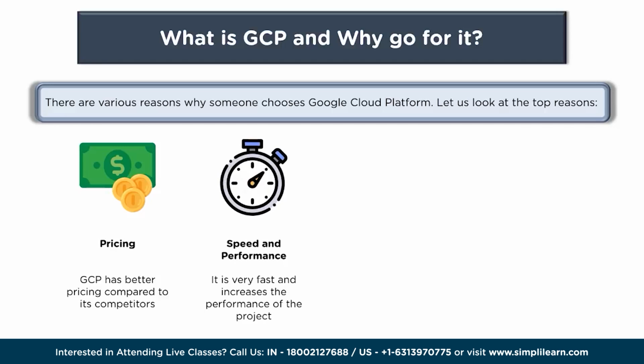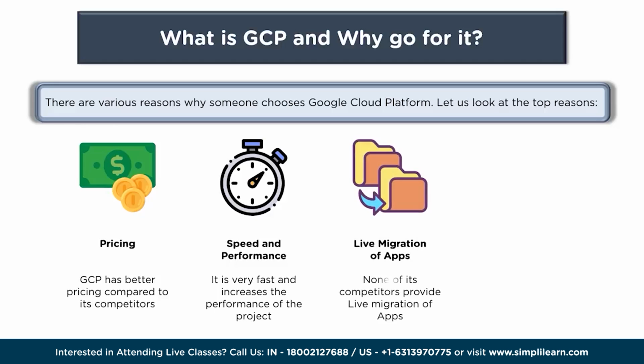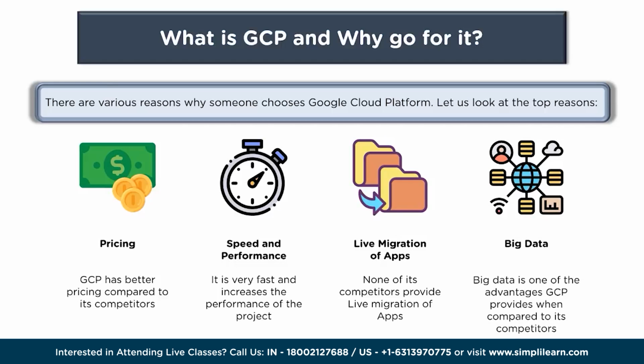When you talk about speed and performance, it's very fast and increases the performance of your project if you use different services offered by Google. When you talk about live migration of apps, this is one of the features which organizations usually like, which none of the other competitors are offering. For example, in Compute Engine there is a feature called live migration, wherein your instances which are running applications would be migrated during, say, maintenance from one underlying host to another without affecting your application's performance, and you can benefit from that. When you talk about big data, Google Cloud has various offerings in the big data space, and that's one of the advantages of GCP in comparison to other competitors.